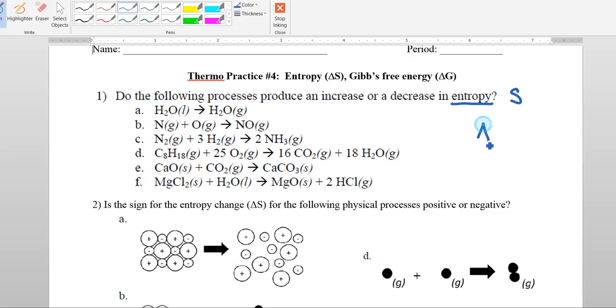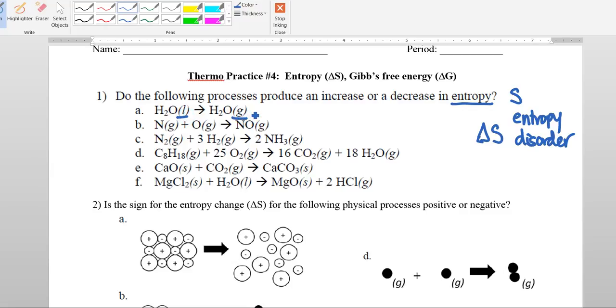We're focused on the change in entropy, so we use the symbol delta for change, and we're thinking about, during the course of a reaction or some other process, is entropy increasing or decreasing? And entropy is a measure of the disorder of a system. So let's look at some of these scenarios and think about whether entropy is increasing or decreasing. So in A, we're going from a liquid to a gas.